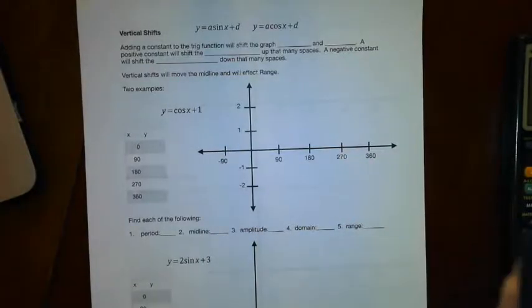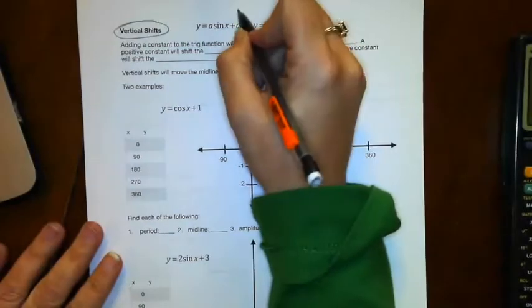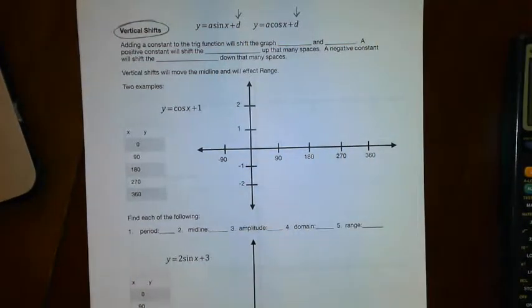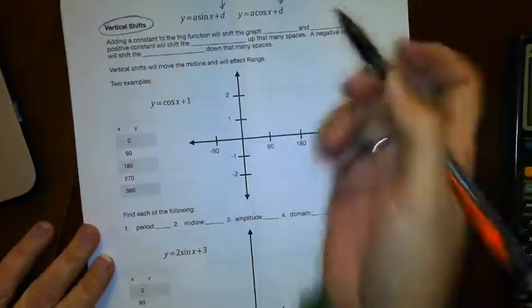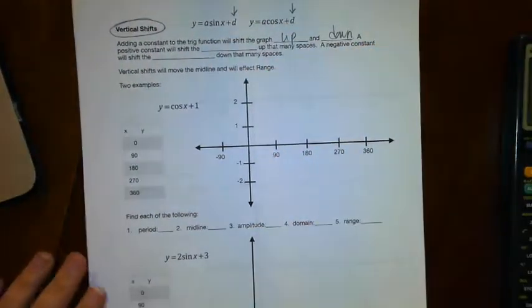In this last video, we're going to be talking about vertical shifts. When you add a number on the back end of a trig function, either sine or cosine, it doesn't matter, that's adding a constant to a trig function. And that will shift the graph up and down.